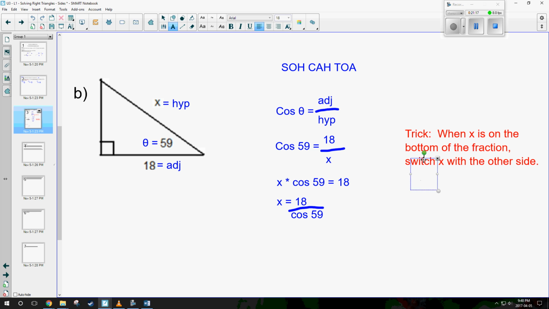So let's just see that over here. If we have this equation, cos 59 is equal to 18 over x, because x is on the bottom, we take x and switch spots with what's on the other side. So x and cos 59 are going to switch places. That means on this side we're then going to have x, and over here we're going to have 18 divided by cos of 59.